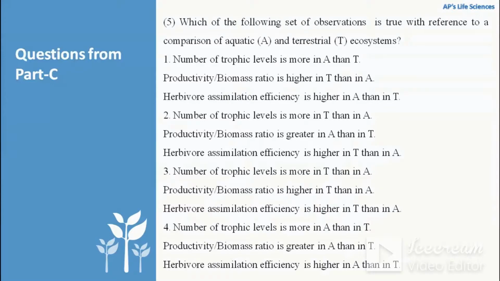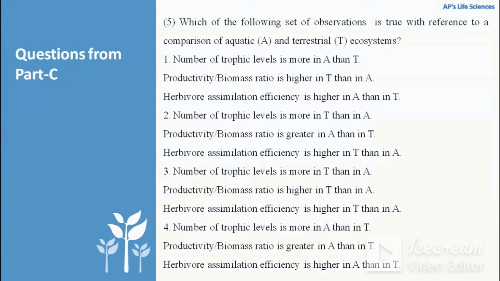We move on to the second one. Number of trophic levels is more in terrestrial than in aquatic. It is not correct, because there is a higher number of trophic levels in aquatic as compared to terrestrial. So we can move to the third option. Number of trophic levels is more in terrestrial than in aquatic. So it is not correct. So we can move to the fourth one, which is probably the right option.